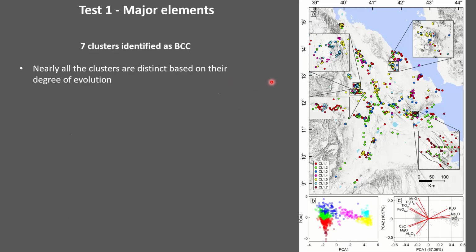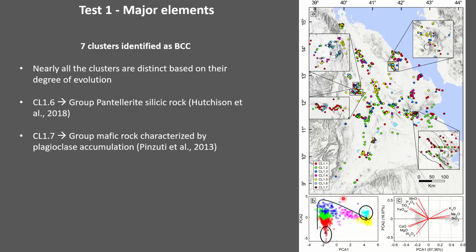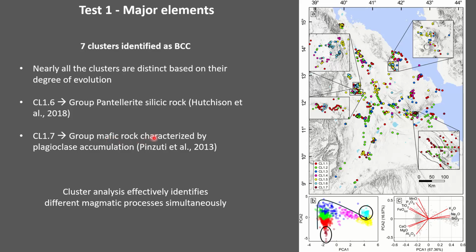Here we have the results of test 1 on major elements, where the best number of clusters identified is 7. Nearly all the clusters are distinct based on their degree of evolution, and in particular based on a fractional crystallization trend depicted in this graph here of the principal component analysis by this black arrow. However, at the same time, two groups of samples previously recognized in literature were identified by the clustering outside the fractional crystallization trend. One is a group of pantelleritic rock, and the other is a group characterized by plagioclase accumulation. But besides the specifics, what test 1 is saying is that cluster analysis effectively identifies different magmatic processes simultaneously.